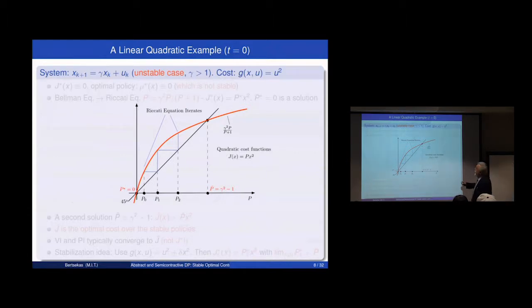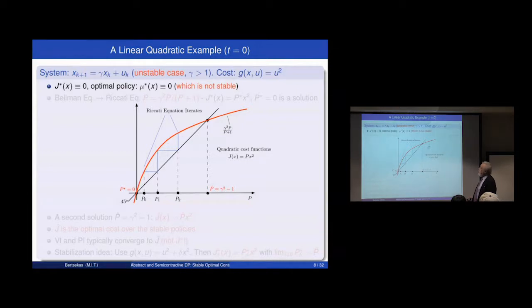Okay, here I'm considering a one-dimensional example. The termination state is 0. The system is what you see here. It's a linear system involving a coefficient gamma, and this gamma is greater than 1. So this system is unstable. It's driven by control, but if you don't apply any control, then the state just goes off to infinity. Now the cost per stage here I'm taking to be just the square of the control. So there's no penalty on the state.